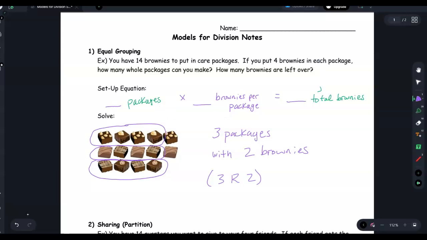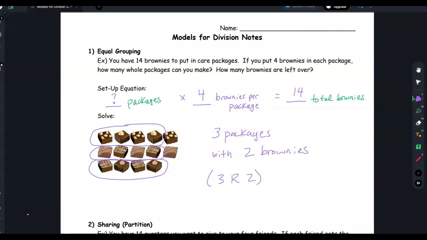So what numbers do I know? Well, one of the numbers they give me was 4, right? It says if you put 4 brownies in each package, so that would tell me not the total brownies, but brownies per package would be 4. And then the other number they give me here is 14. It says you have 14 brownies. So that would be the total number of brownies. So then that means that the unknown value, what I'm trying to find, and what they asked for here is how many packages can you make?